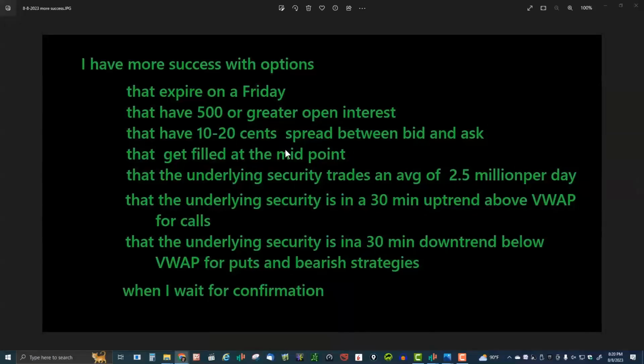All right, so it's going. Yeah, that's why, Frank, I have these rules that I find I get better trades when I get filled at the midpoint, that the security trades over 2.5 million per day, that the underlying security is already headed off in the direction I want, and I'm looking for confirmation. Does that make sense, Joe and Frank? Yeah. Okay.